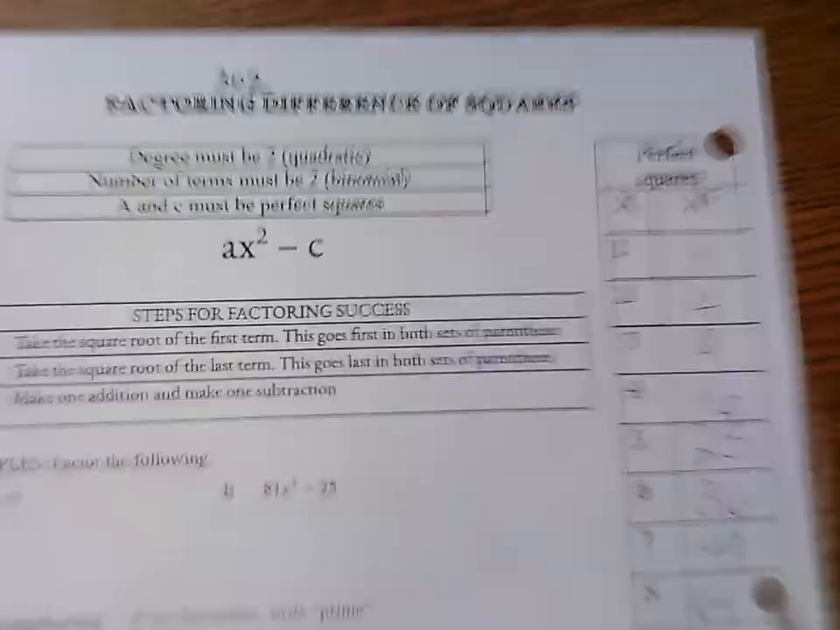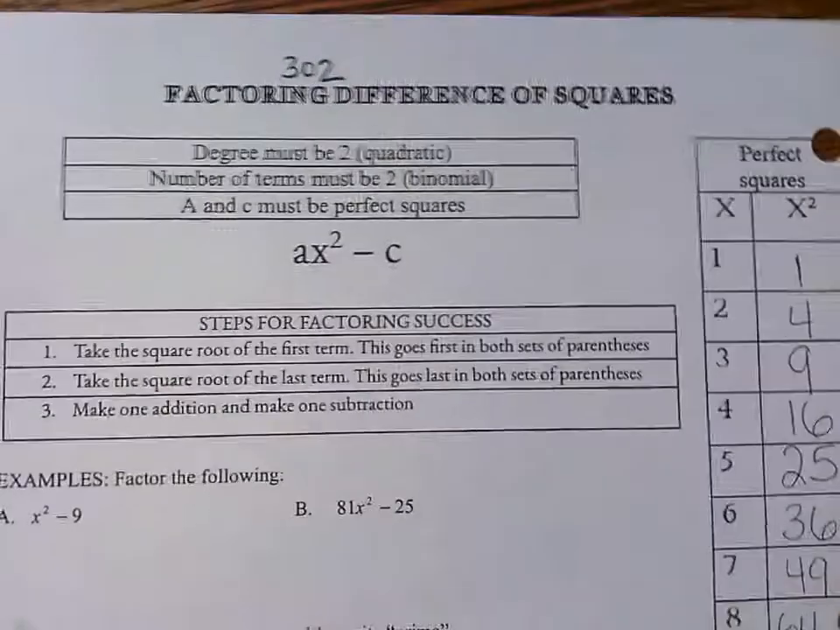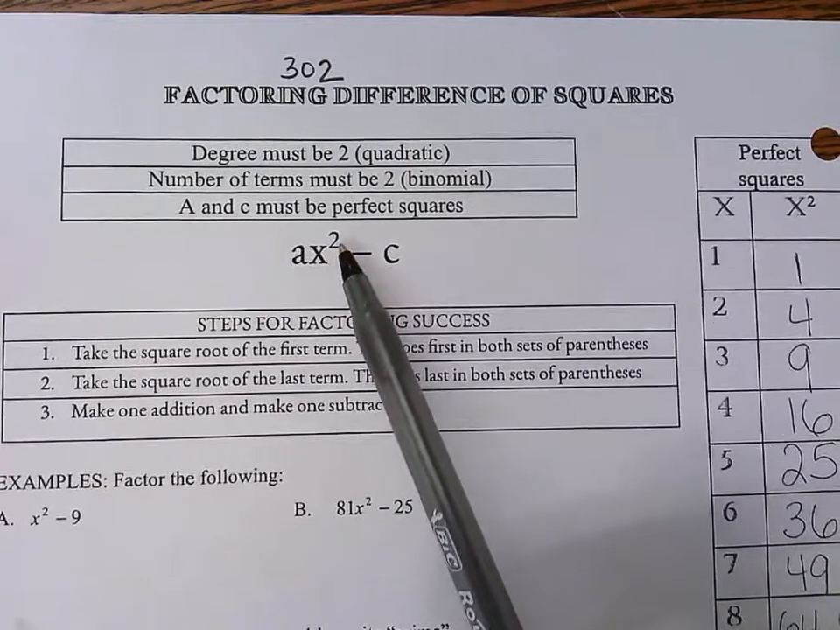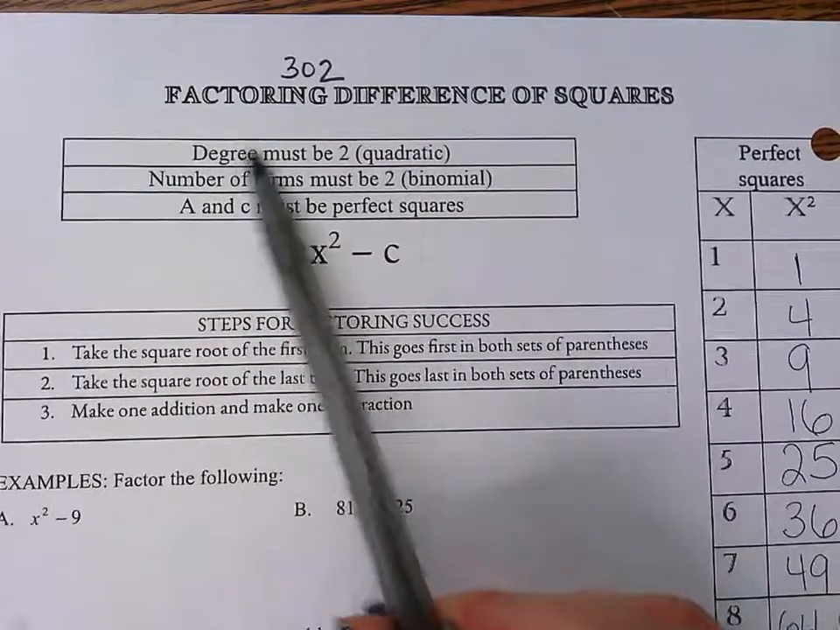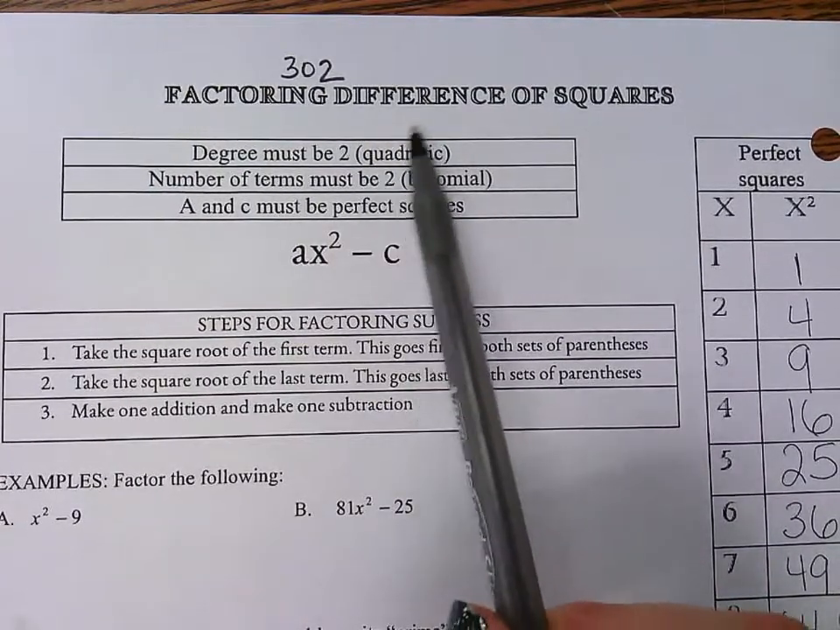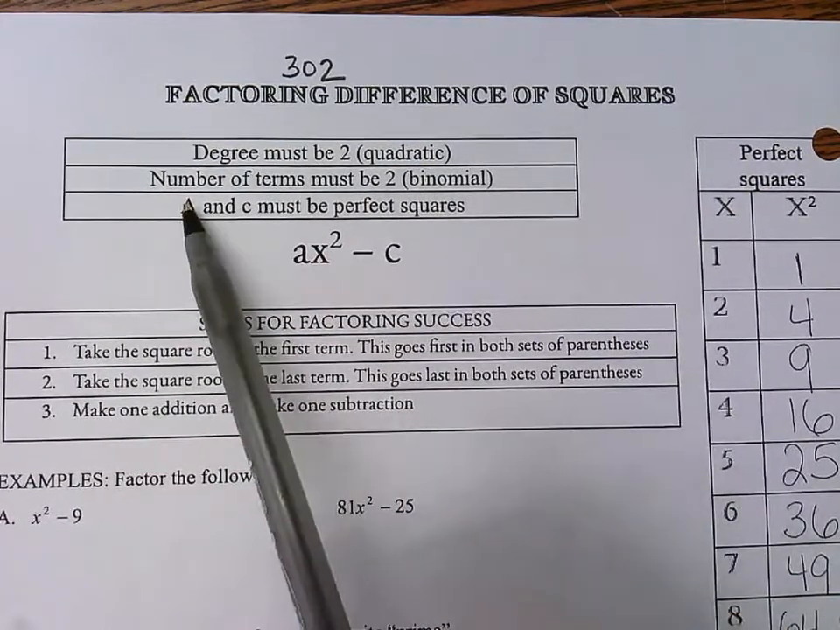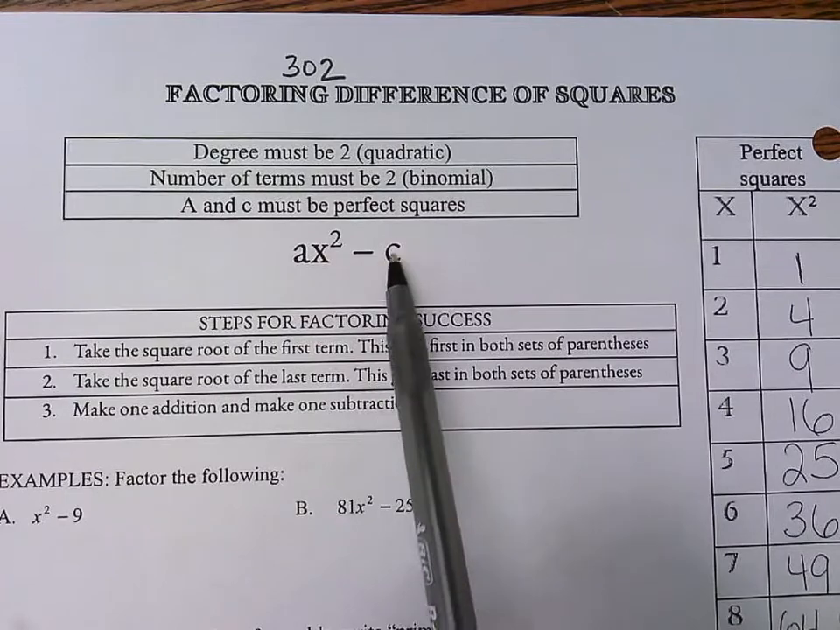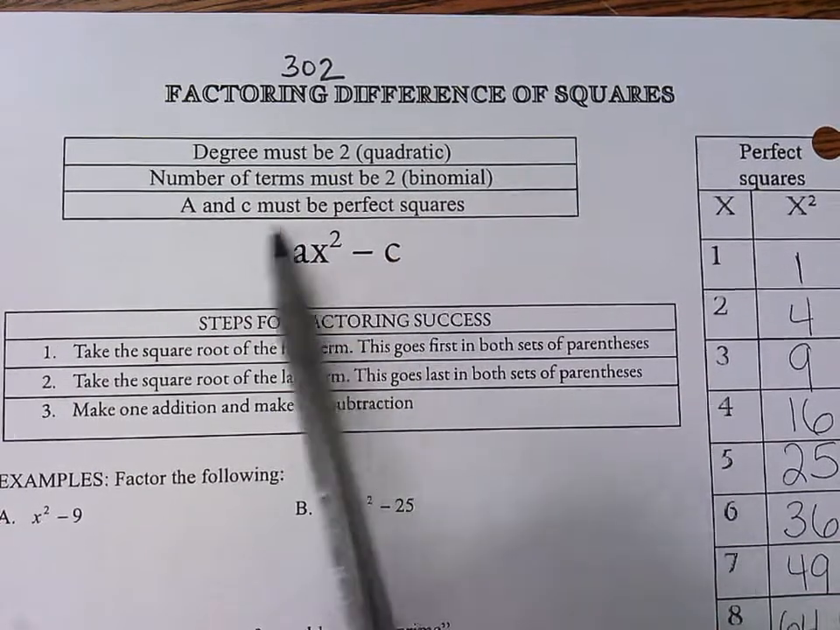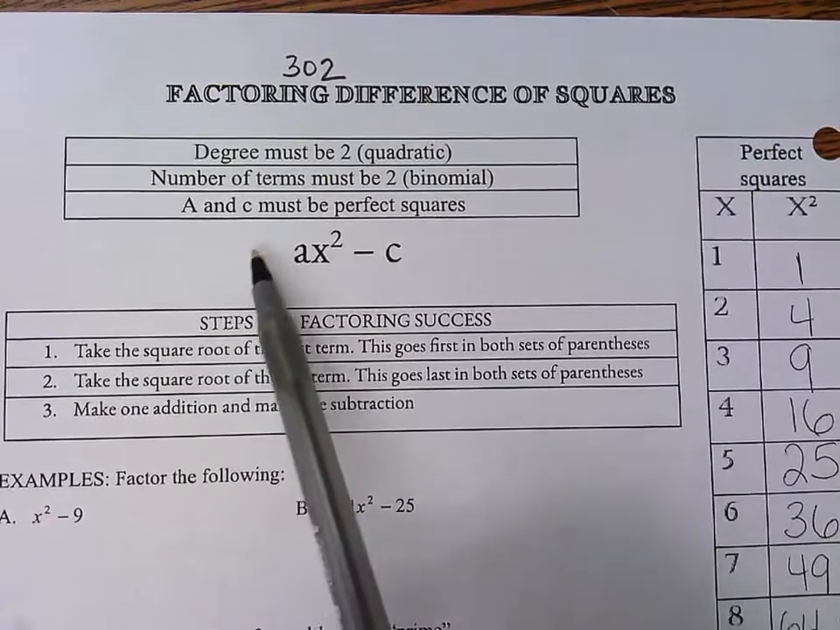Okay, so here's what a difference of squares is. We're dealing with quadratics, right? So the degree must be 2. It has to be a quadratic. There has to be 2 terms, a binomial, and A and C both have to be perfect squares. Notice there's no B term, right? Ax squared plus bx plus c.